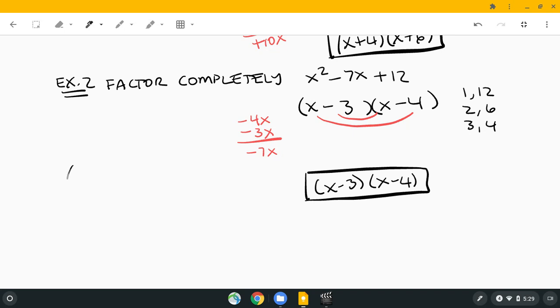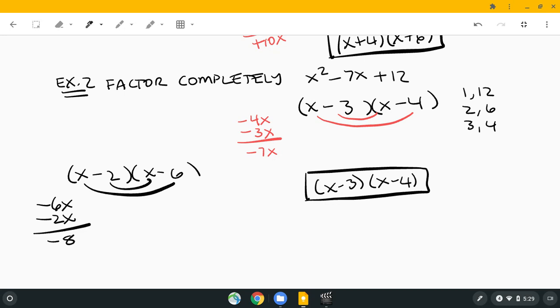Now, if you don't get that one first, let's say you thought, okay, x times x to make x squared. We know the signs have to be negative and negative. And let's say you pick 2 and 6. Well, you still have to check this. Check the outside product, negative 6x, and the inside product, negative 2x. That gives us negative 8x, and that's not what we want for our middle term. Our middle term is negative 7x, and only one of these combinations is going to give you the middle term.